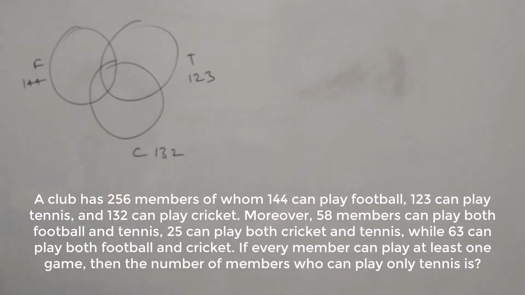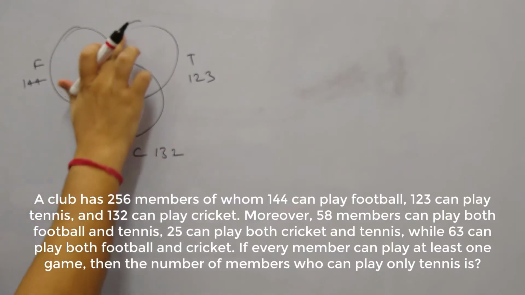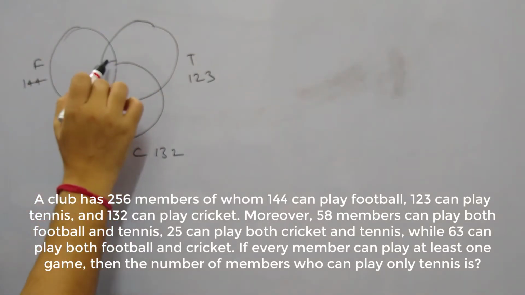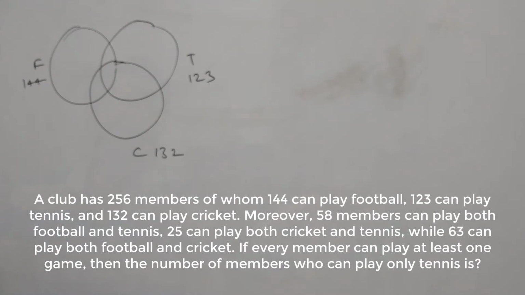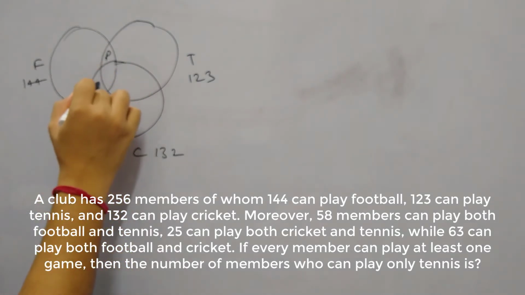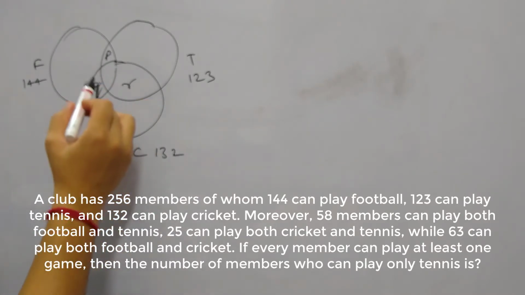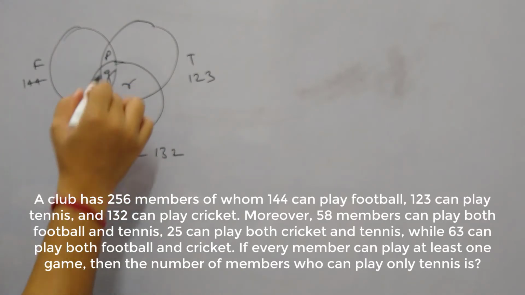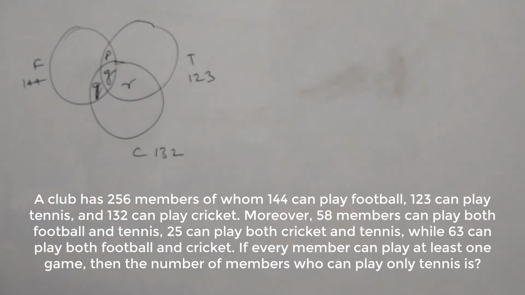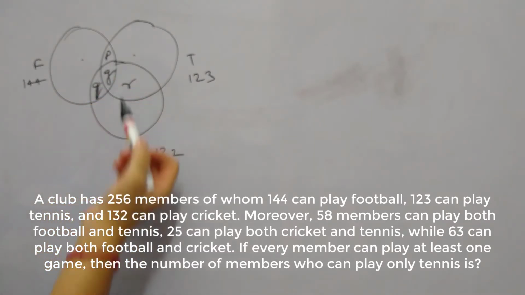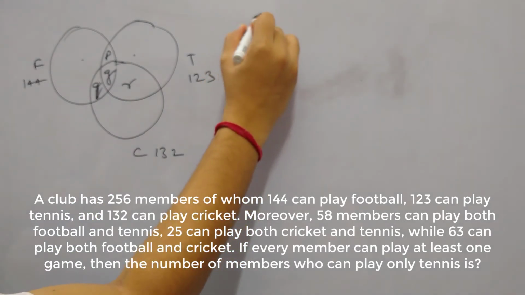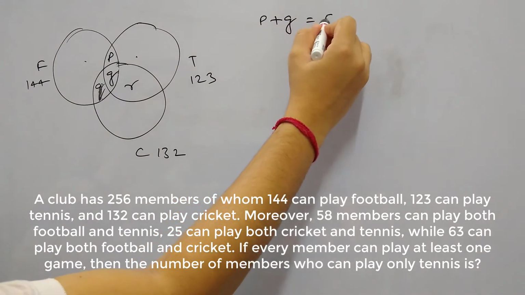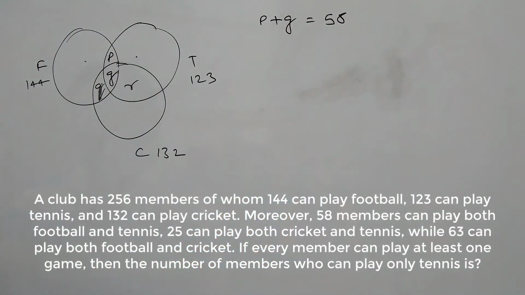Moreover, 58 members can play both football and tennis. So now we have those numbers who can play two or more games. To have those numbers, let's say these are P, Q, R, and those who can play all the games, let's denote them by G. So in the question it is given that 58 members can play both football and tennis. So if you see football and tennis, P and G can play football and tennis. So let's write P plus G is 58, and then 25 can play both cricket and tennis.